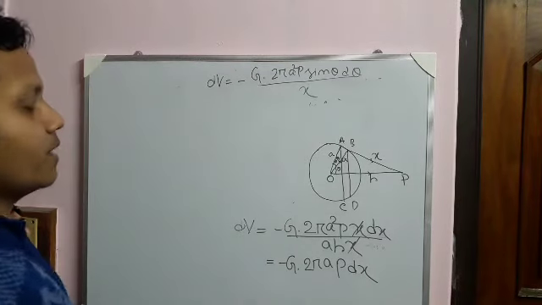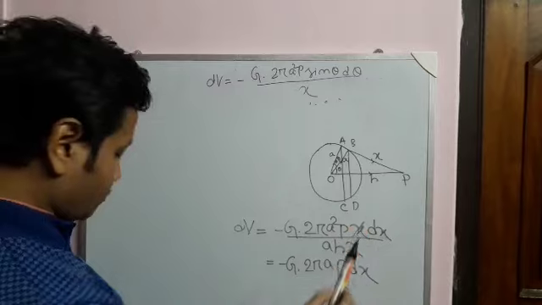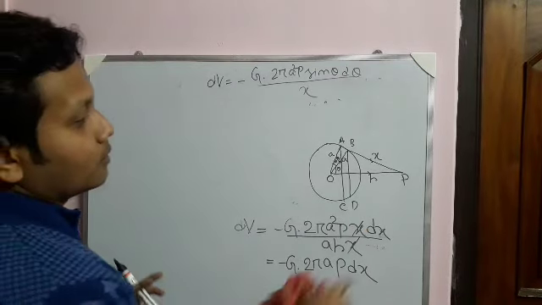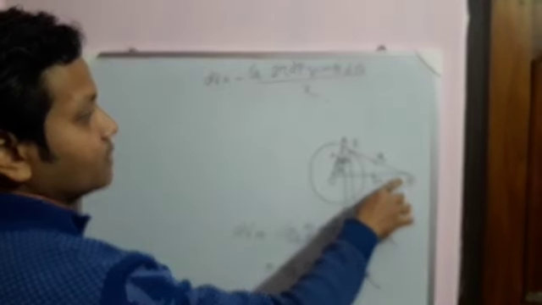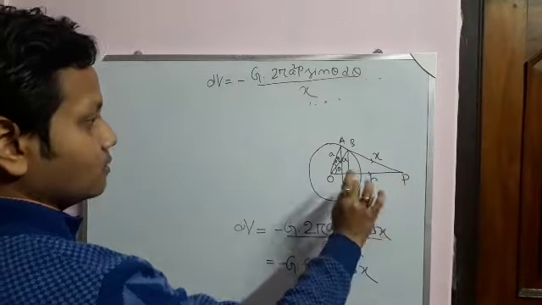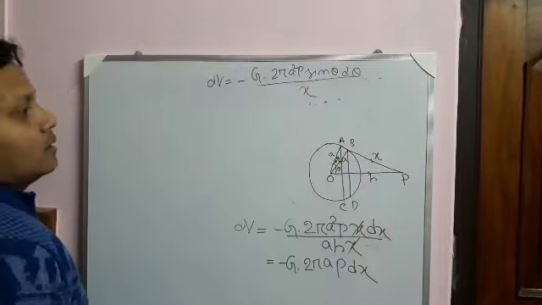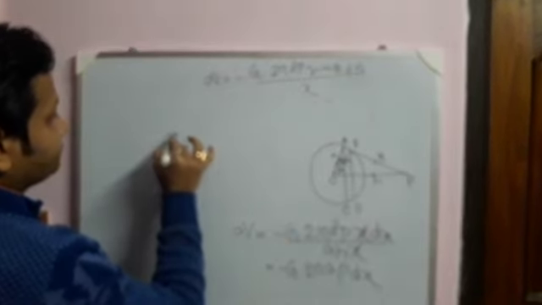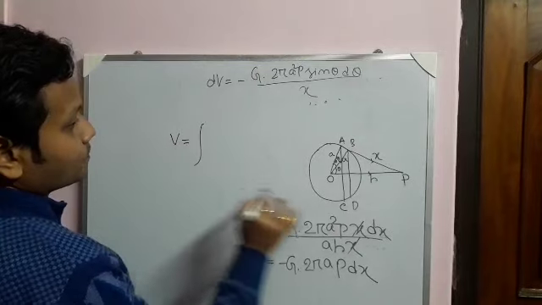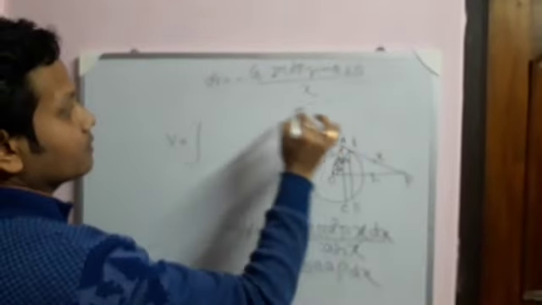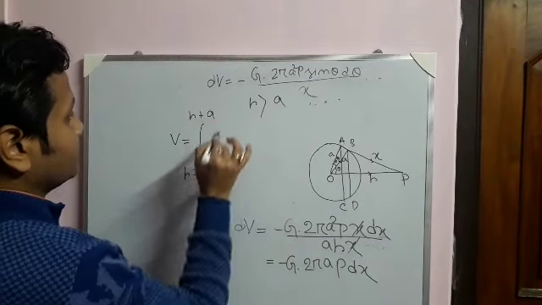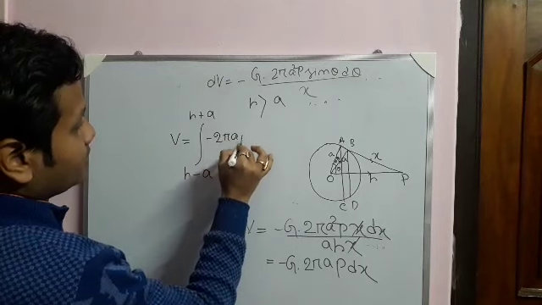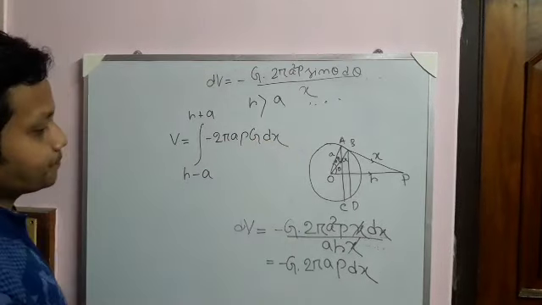Now this formula can vary depending upon the position of P. Now there are three cases. In that particular case, if P lies outside, then what would be the potential due to the entire shell at P? If P lies outside, then r is always greater than a. So the limit of integration will be r minus a to r plus a. This is simply minus twice pi a rho g dx, okay?